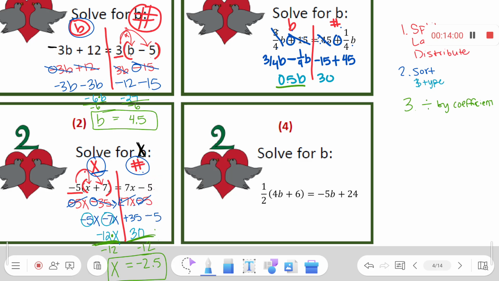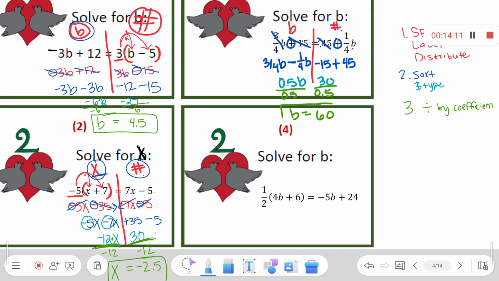From here, we divide both sides by the coefficient. Well, the coefficient is 0.5. That means we have 1b equals 30 divided by 0.5, which is 60. Essentially, this is saying how many 50-cent groups can I make out of $30? Because every $1 has two 50-cent groups, $30 has 60 50-cent groups.